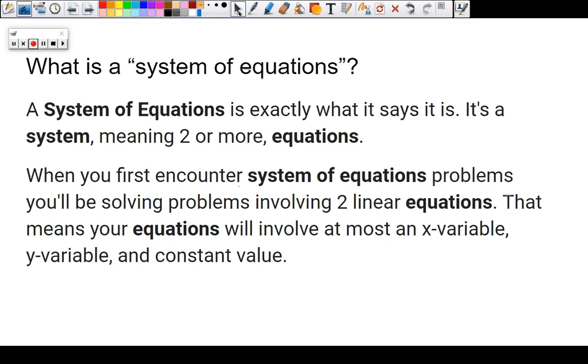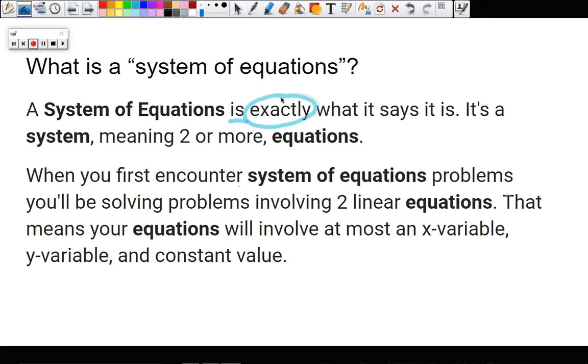So a system of equations is exactly what it is. It's a system, meaning two or more equations. Okay? We're going to do a lot of algebra in this unit for sure. Recalling a lot of skills that we learned from Algebra 1. When you first encounter a system of equations, it's in equations because it's two or more equations, just like it was mentioned. You'll be solving for problems.